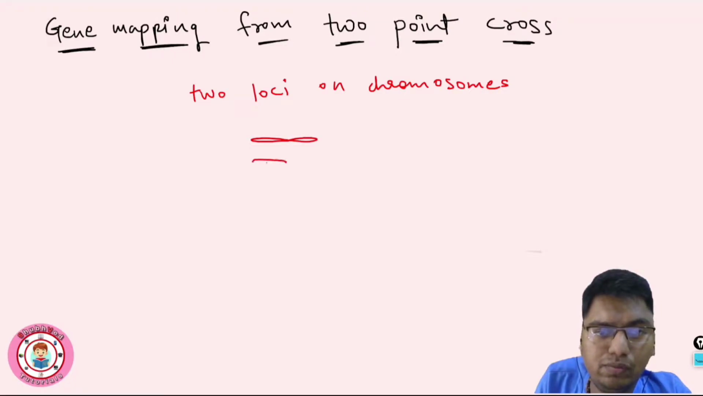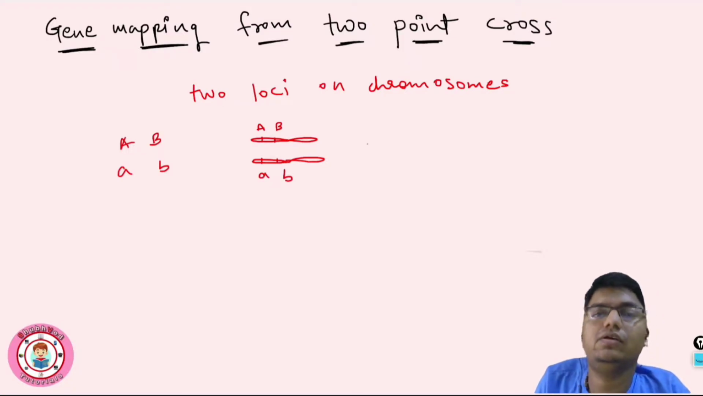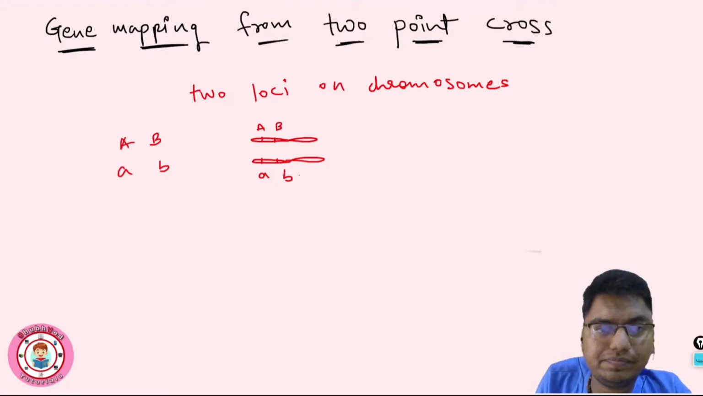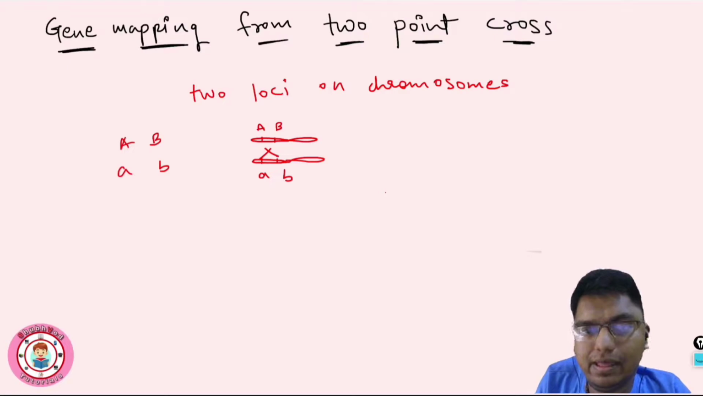This is a chromosome, right? And these are the two loci. Okay, basically two genes, and their alternative form alleles. Okay, right. So this is a cross between two loci, and thus this is known as 2-point cross.